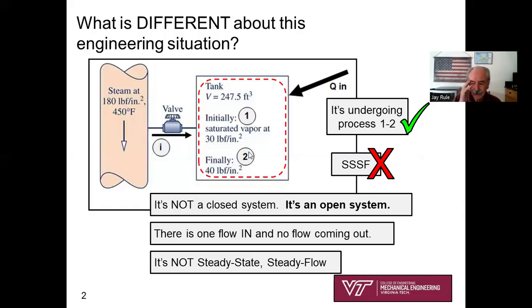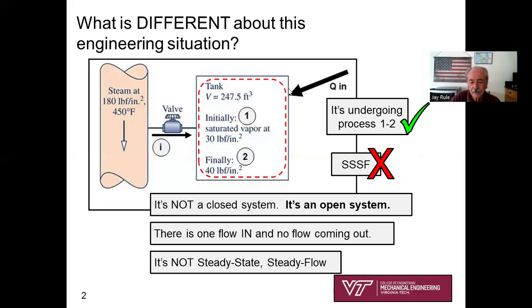Okay, so let's think about what we would do to get started on this. The solution is not clearly shown, at least it's not clearly revealed to me how to attack this problem. So let's look at the problem. We know we're looking for heat transfer, and what can we say is true and not true? Well, one is it's undergoing a process. The contents of this tank are undergoing a process, 1 to 2.